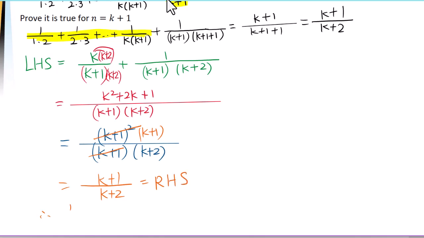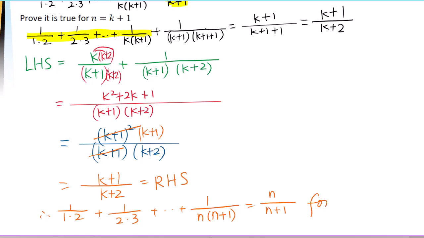So 1 over 1 times 2 plus 1 over 2 times 3 plus ... plus 1 over n times n plus 1 equals n over n plus 1, for n is all natural numbers.